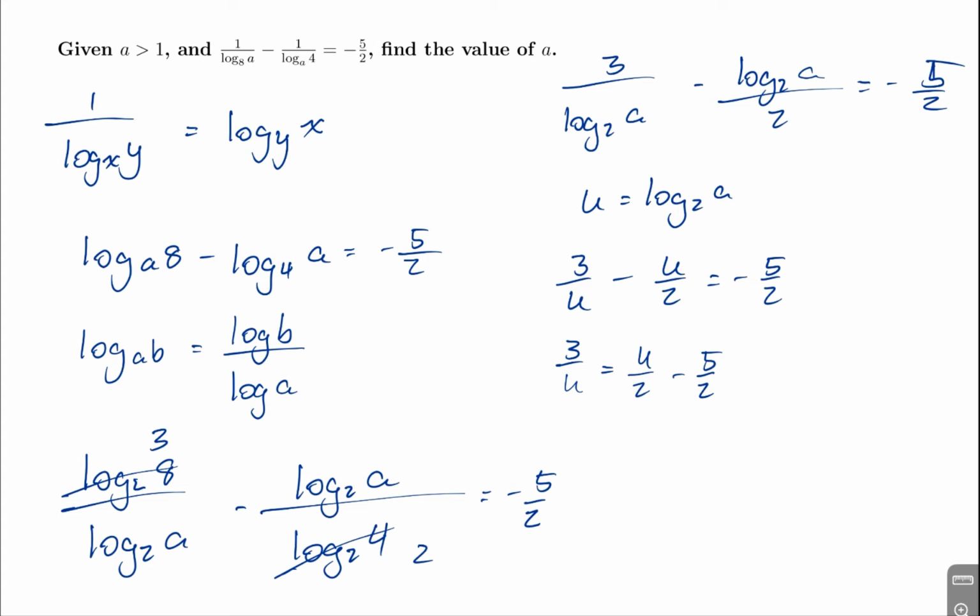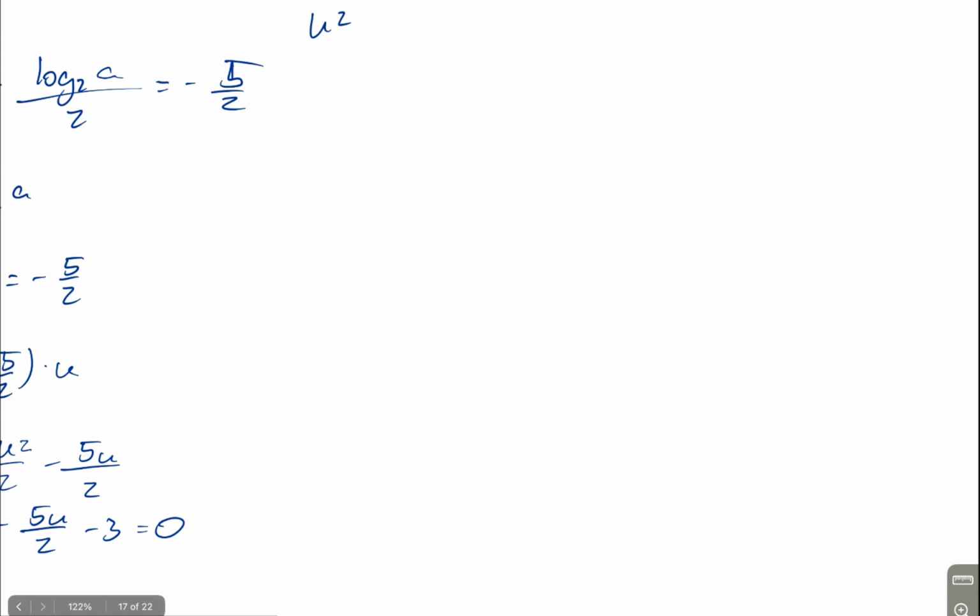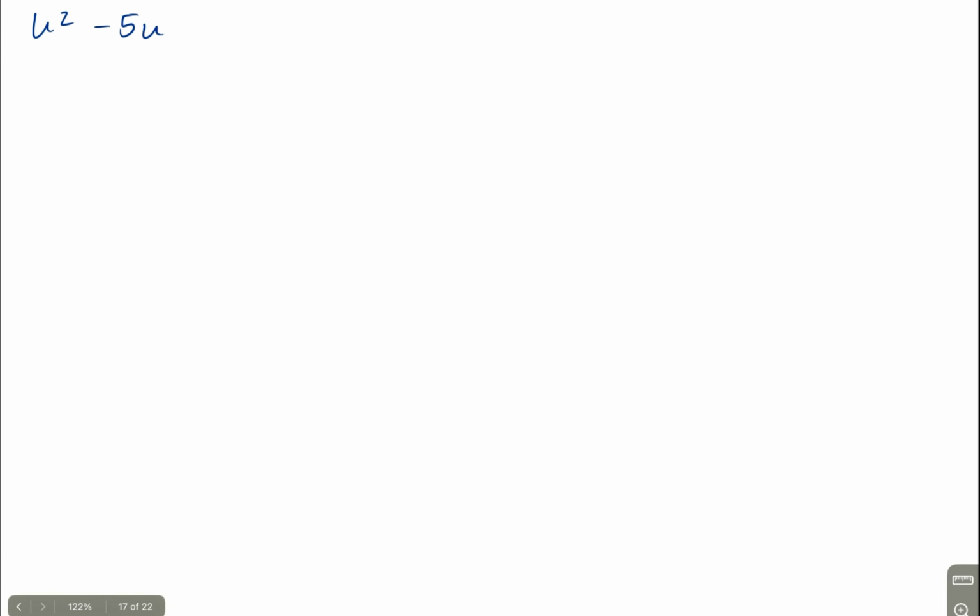Multiply both sides by u. 3 equals u squared over 2 minus 5u over 2. Subtract 3: u squared over 2 minus 5u over 2 minus 3 equals 0. Then multiply by 2. So u squared minus 5u minus 6 equals 0.